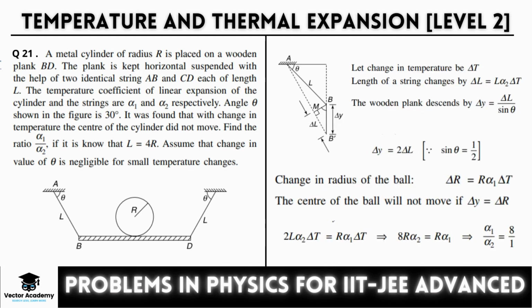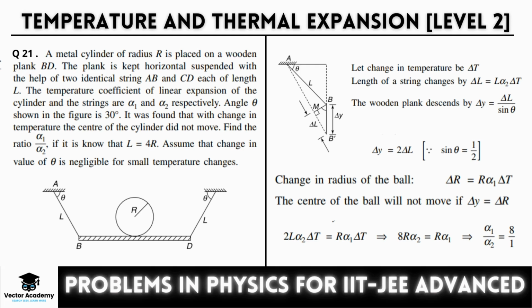Let the change in temperature be delta T, due to which the length of the string increases and hence the wooden plank gets displaced downwards. Length of a string changes by delta L equals L alpha 2 delta T. The wooden plank descends by delta Y, which can be seen in the given figure. Delta Y equals delta L upon sine theta. Since theta is given to be 30 degrees, sine theta will become 1 by 2. So we get delta Y equals 2 delta L.